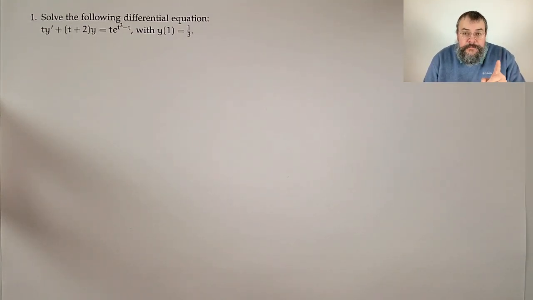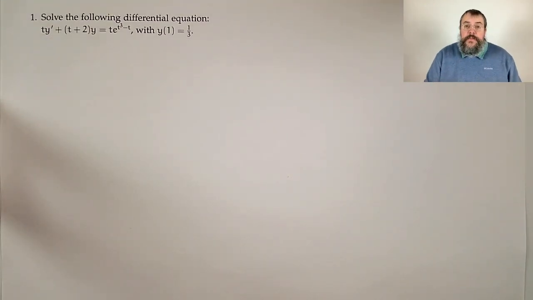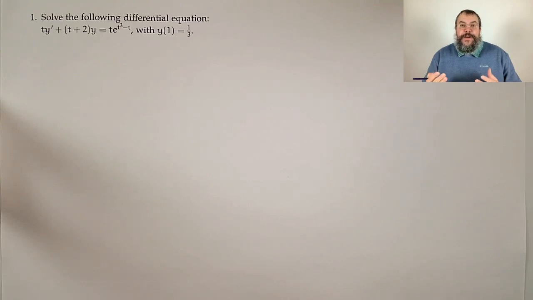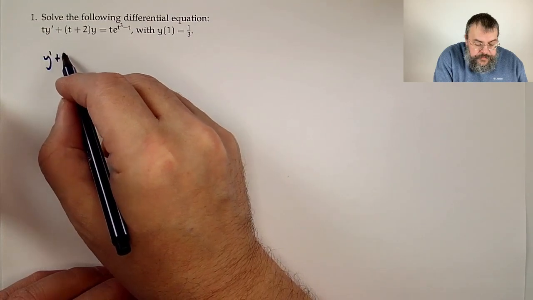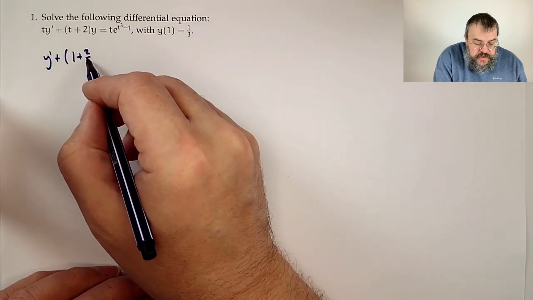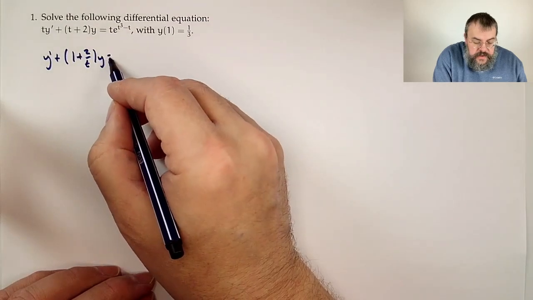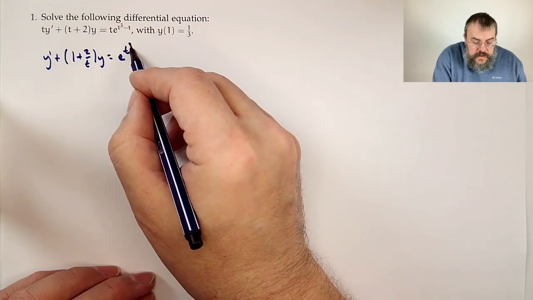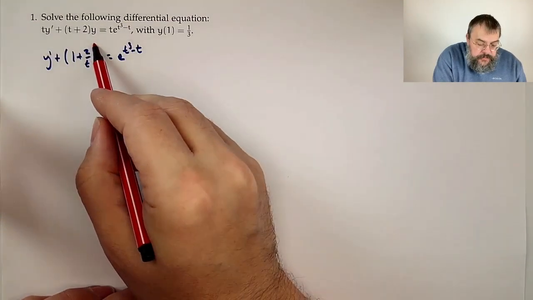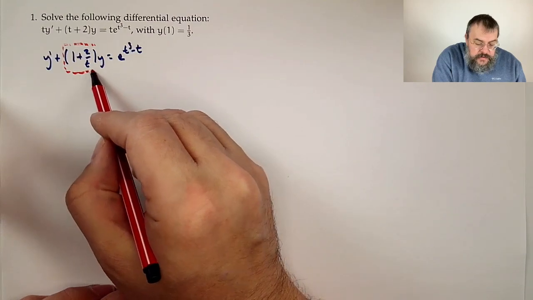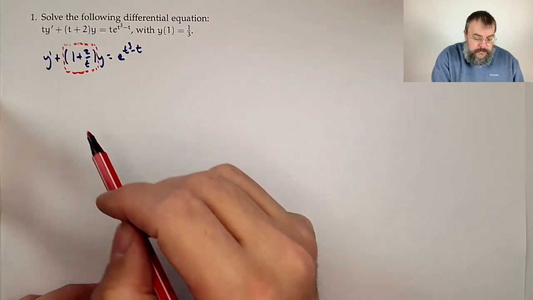So step 1, make the coefficient in front of y prime to be 1. And so to do that, we'll divide through by t. So we're going to say, all right, y prime plus (1 plus 2 over t) times y is e to the power t cubed minus t. Okay, great. And the reason we're doing this is we're setting ourselves up because the technique involved is to find an integrating factor. And we do that by grabbing this coefficient, but before we can grab that coefficient, we have to make sure that that's a 1.